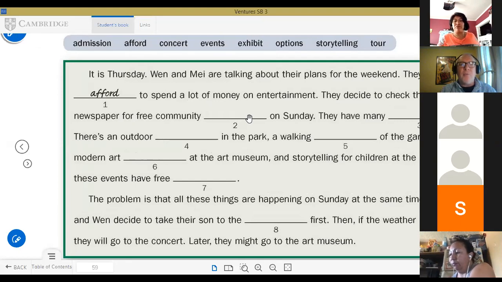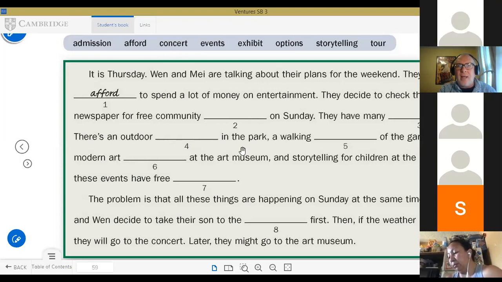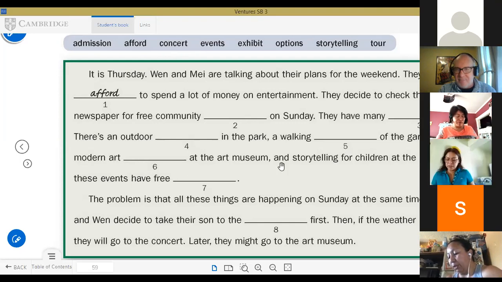For example, what do we have? There's an outdoor what? Concert in the park. Remember, there was a concert. There's an outdoor concert in the park and a walking tour of the gardens. A concert in the park and a tour of the gardens. And what do they have at the art museum? A modern art exhibit.